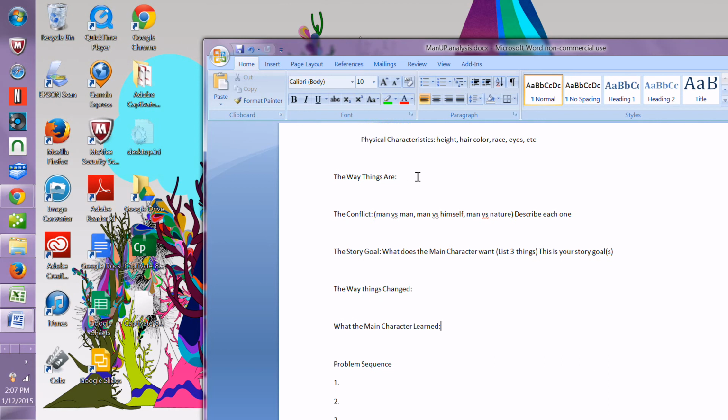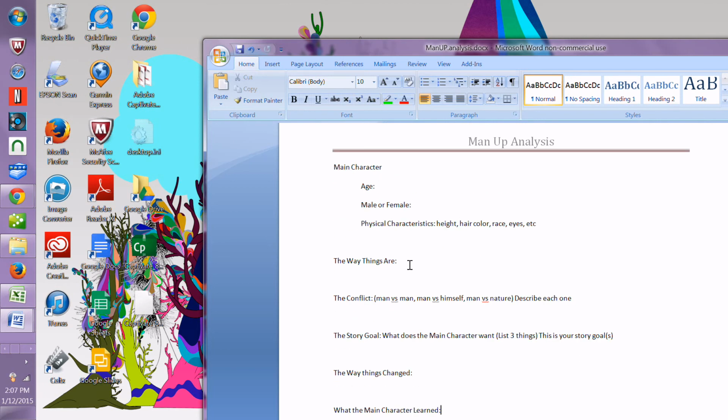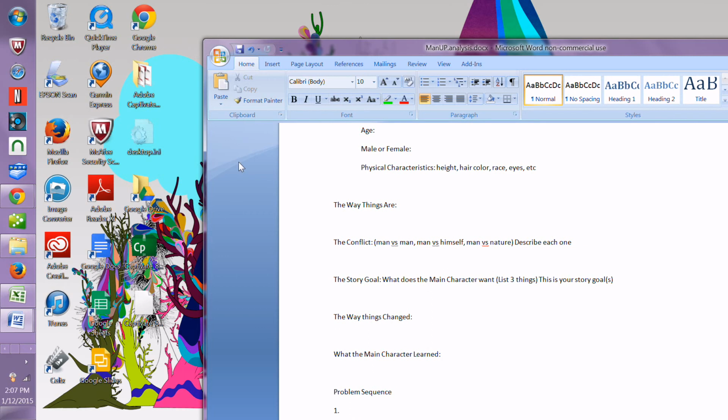There's not a lot of space, so I don't think you'll be able to write in here. So you'll probably be writing a few paragraphs in between here, especially in the conflict. You're going to have to describe the man versus man conflict, the man versus himself, and the man versus nature conflict.